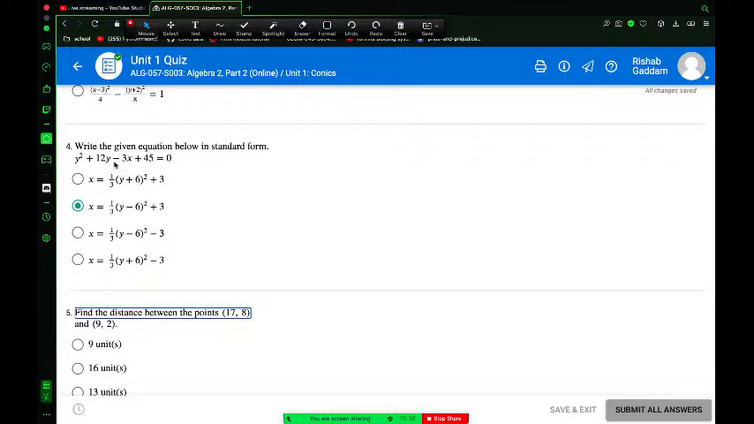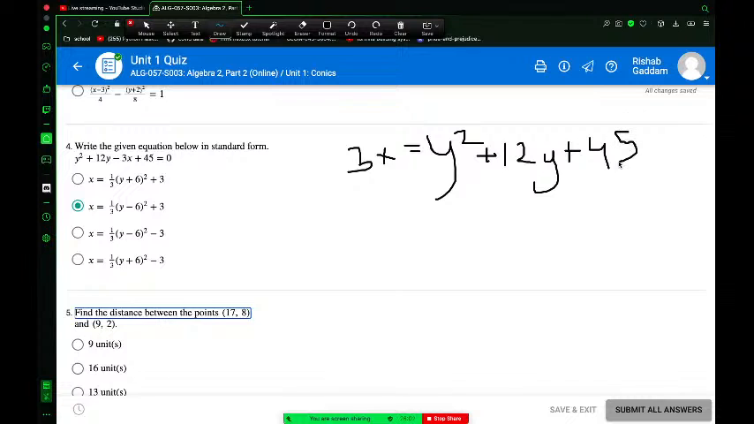Okay, so the first thing we're gonna do is get this to this side. So we're gonna have to do 3x is equal to y squared plus 12y plus 45. And so 12 divided by 2 is 6. 6 times 6 is 36. And so to make this become 36, we have to subtract a number, which is obviously 9.